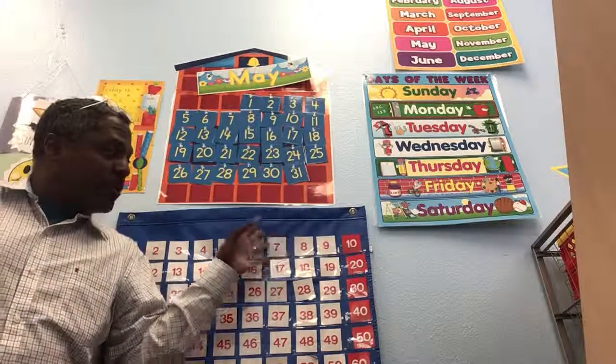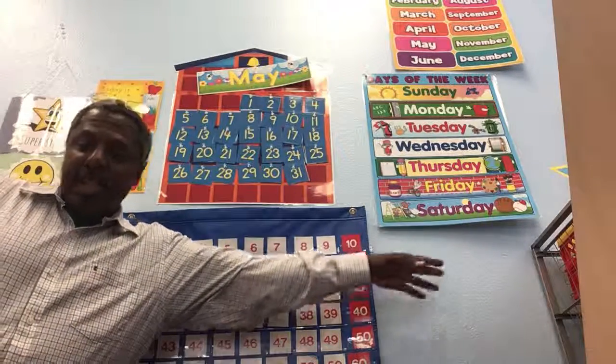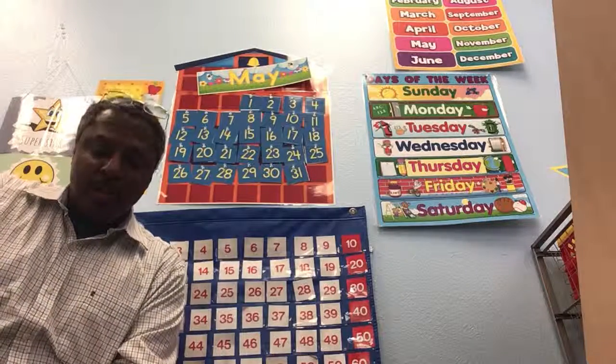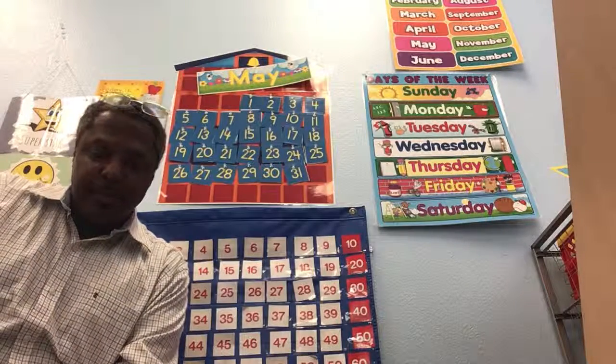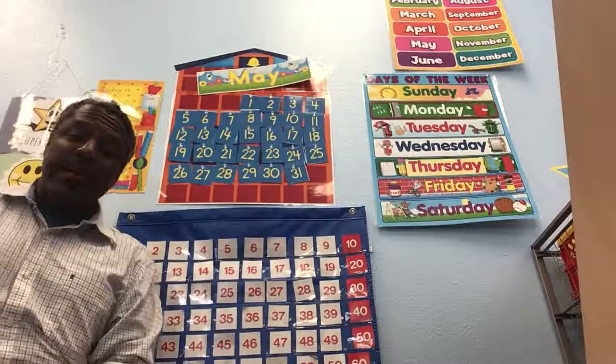Usually they have a pocket board similar to this one with specific indicators for ones, tens, and hundreds. And those are used with the students to get an idea of numbers and also place value. Whether it's the calendar or the numbers chart, we can practice counting backwards.